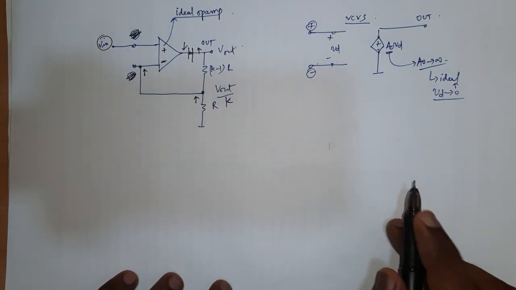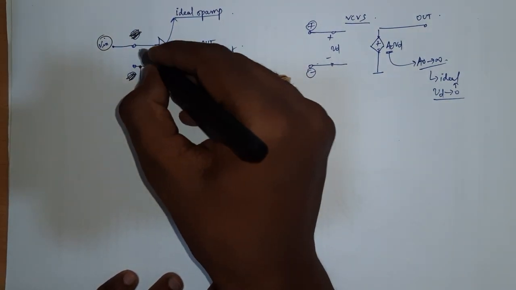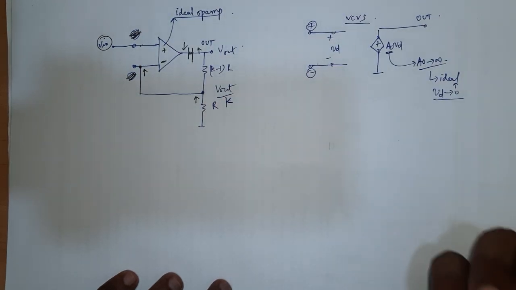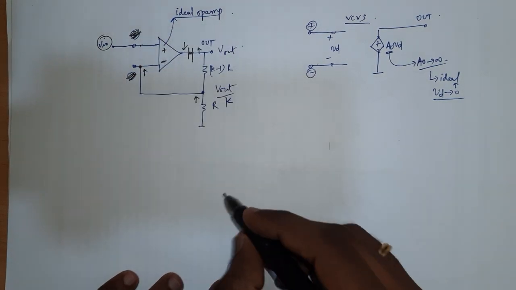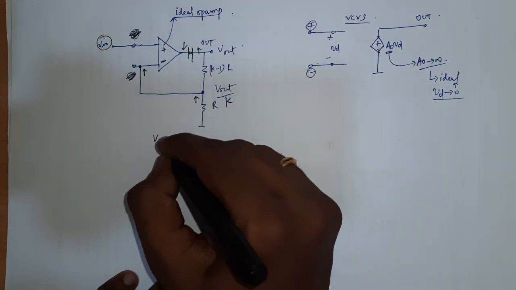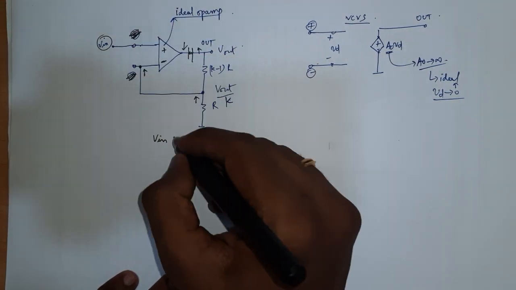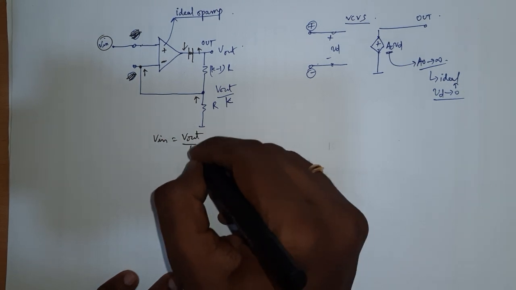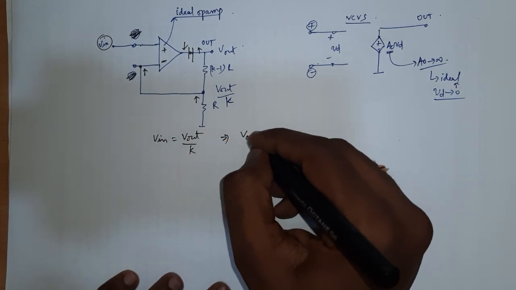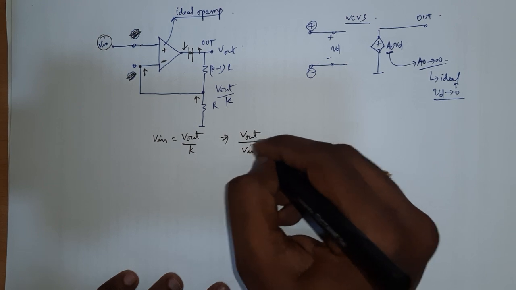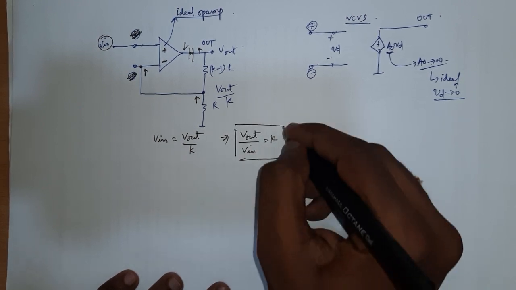If I know it's an ideal op-amp, then I know that this voltage and this voltage should be the same, because for an ideal op-amp A tends to infinity, that means VD tends to 0. So these two voltages should be the same. So V in, this is V out by K, and this is V in. So V in is equal to V out by K, which implies V out by V in is equal to K. It's as simple as that.